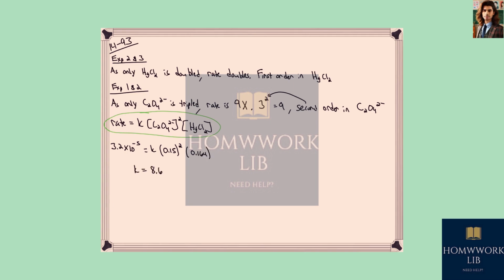0.164. Rearrangement of this equation is k will be equal to the 3.2 times 10 to the negative 5 divided by 0.15 squared and 0.164. k then is equal to 8.6 times 10 to the negative 3. But what are the units? This is a third order overall reaction.